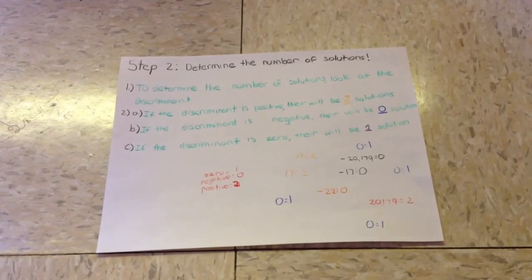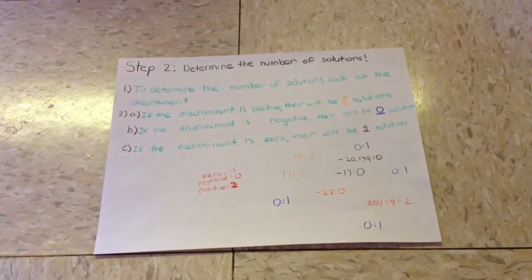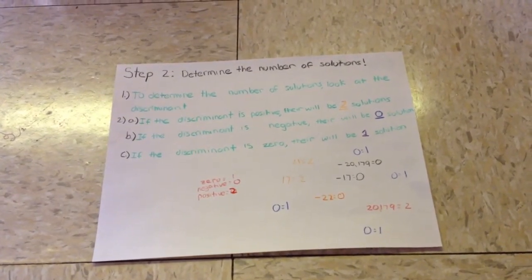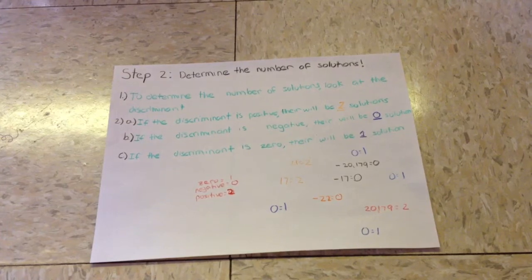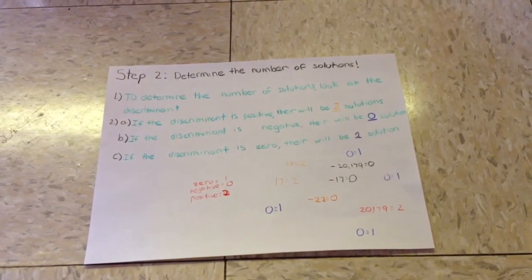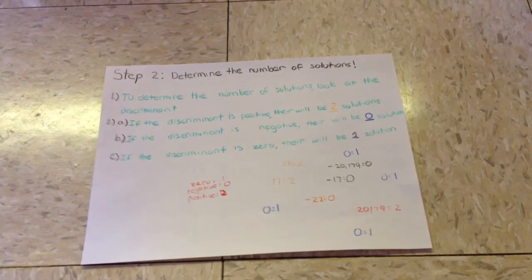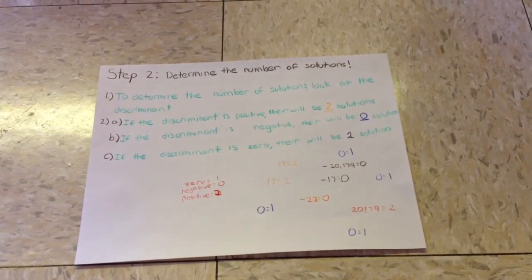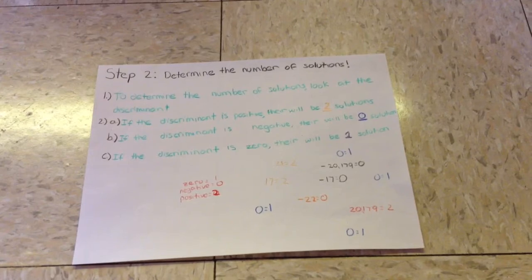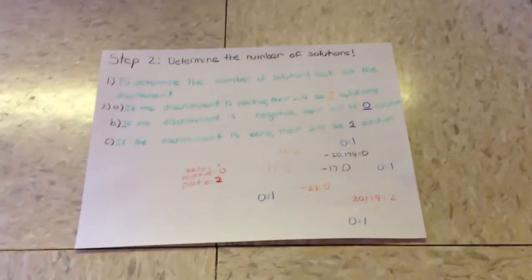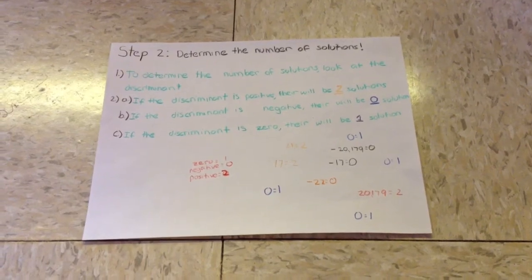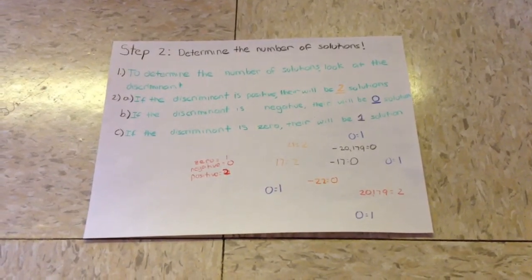The next step is you have to determine how many solutions your function will have. You do this through the discriminant. Your discriminant will either be positive, negative, or 0. If your discriminant is negative, your quadratic will have 0 solutions. If your discriminant is positive, your quadratic will have 2 solutions. Finally, if your discriminant is 0, your quadratic will have 1 solution.